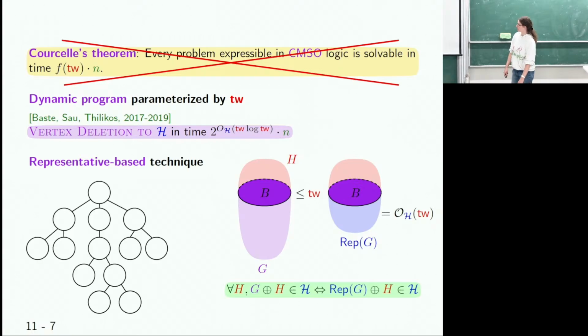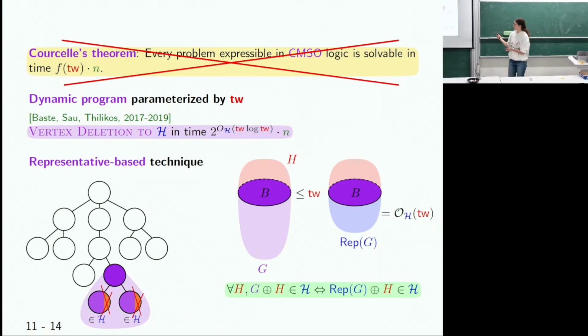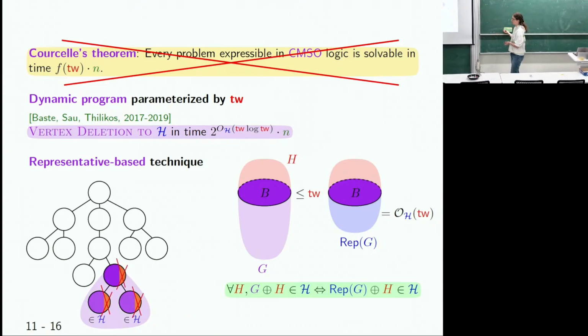And so how do you use this? If you have your tree decomposition, we go from the leaves to the root, and each time in a bag, you guess the intersection of the solution with the bag. So you remove it and the rest should belong to H if it's indeed some part of the solution. We did it for every leaf. And then for the parent, again, you guess the intersection with the solution, you remove it, and you need to check that what is below belongs to H.